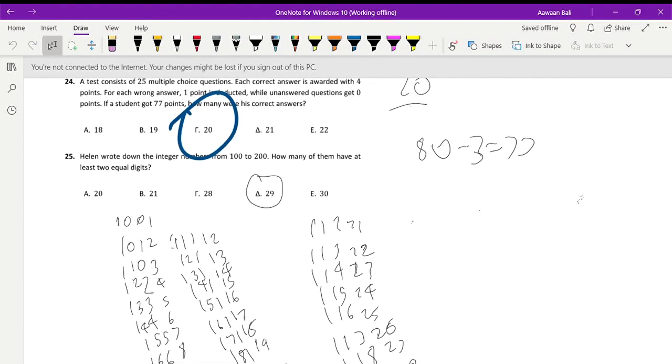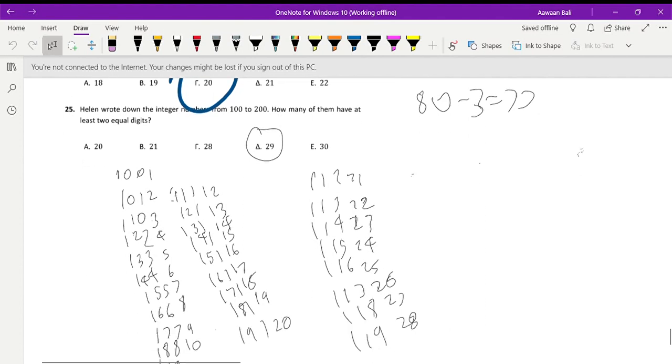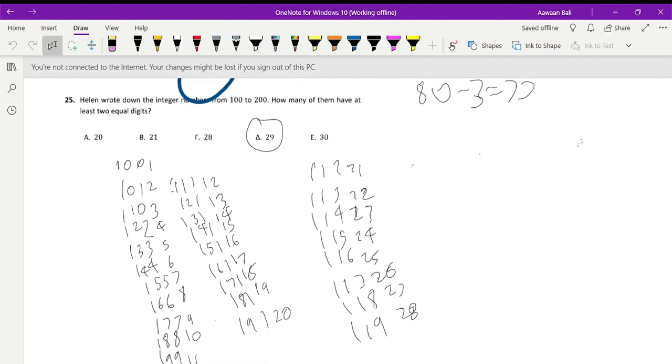Before we do that, we're going to cover this question that we didn't do last time. We missed out one number, and that was actually 200. I remembered 100 enough, but then I forgot that it was still inclusive, so 200 would also work too. So therefore the answer is 29.